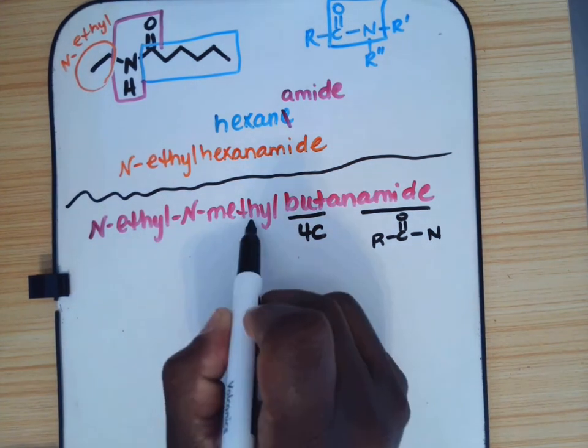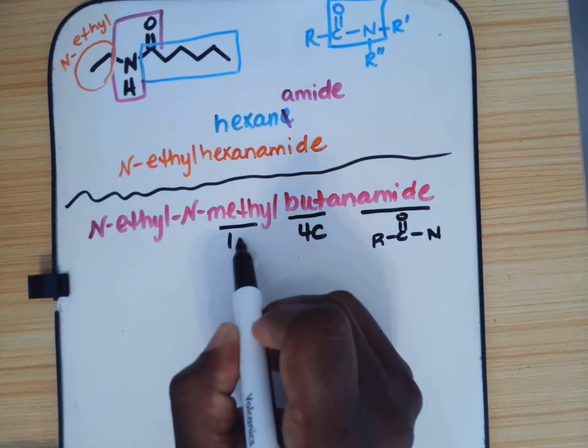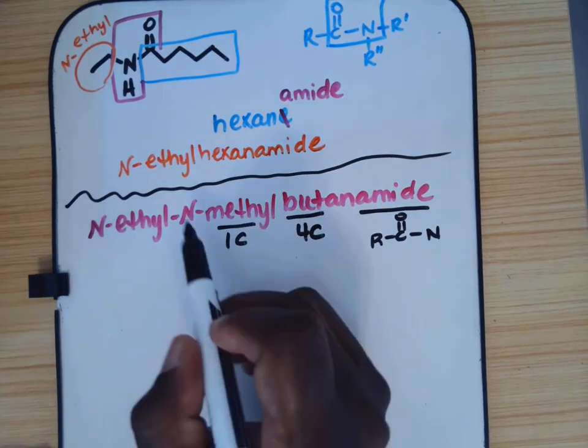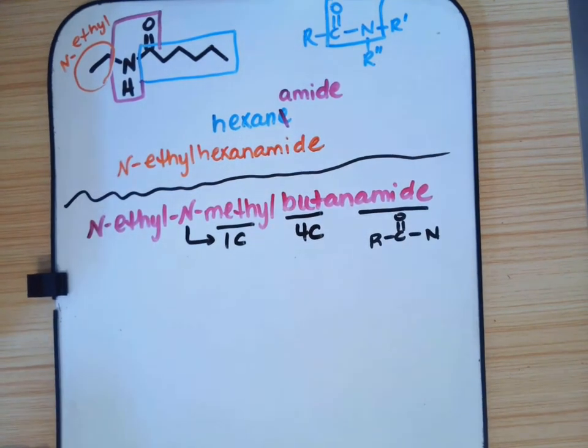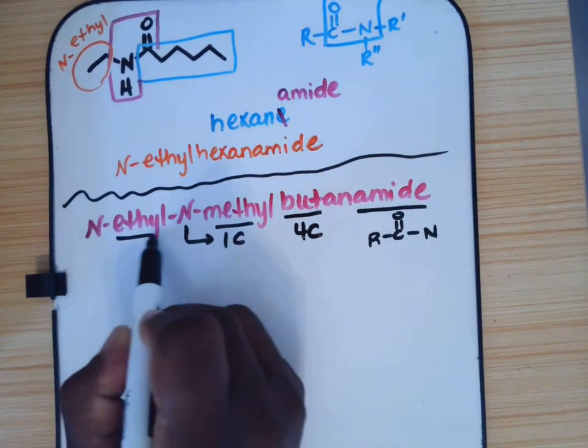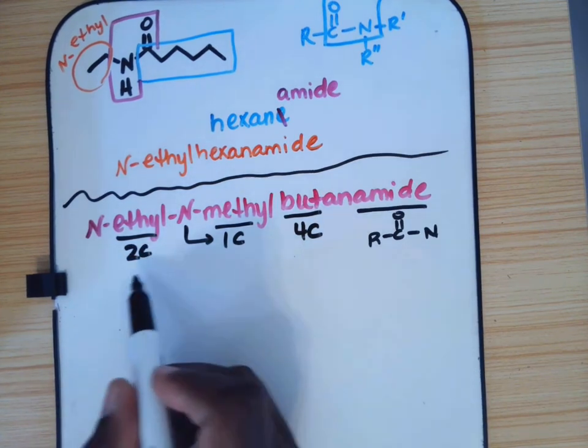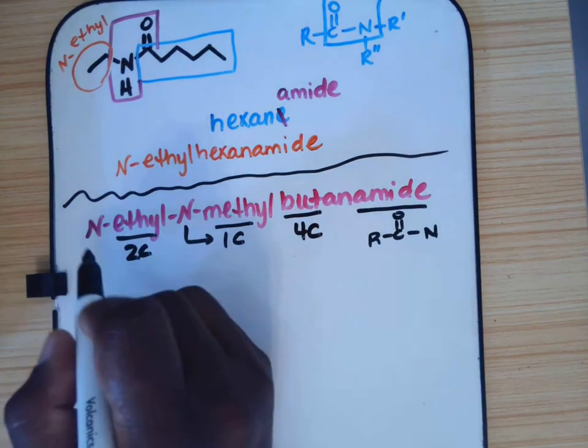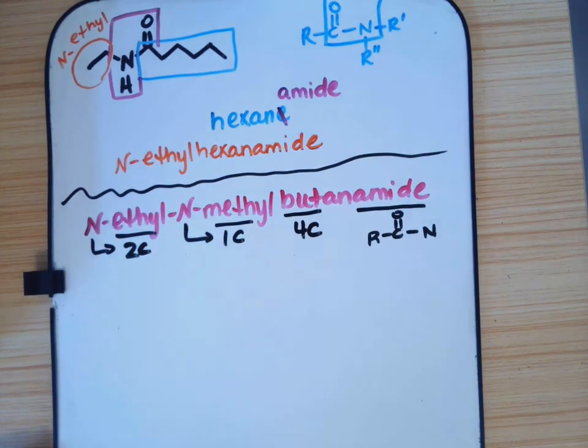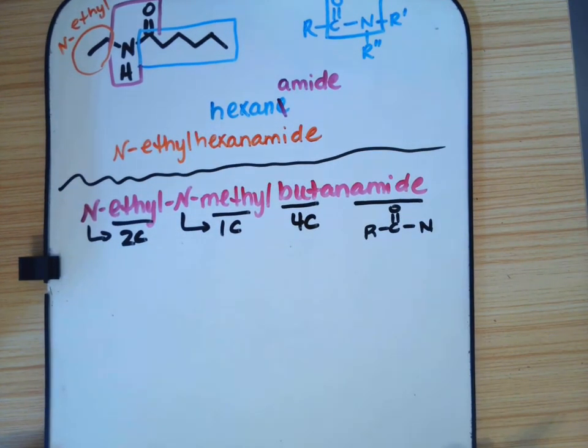So I have N-methyl. The methyl, of course, lets me know one carbon atom, but the N tells me where this one carbon atom is attached. The ethyl lets me know two carbon atoms. So each of these represent one substituent, but they contain a different number of carbon atoms. They're both attached to the nitrogen. So from there, I can go ahead and draw my structure.